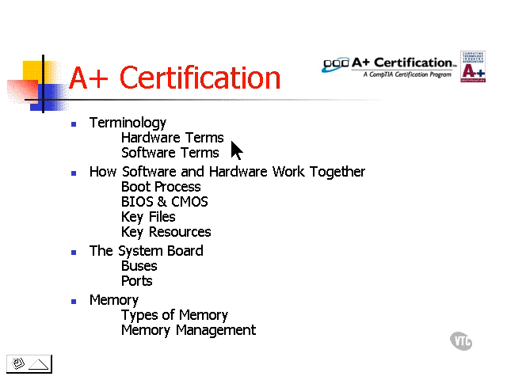Then we'll discuss how software and hardware work together, beginning with the boot process, which is where the software and the hardware actually meet each other. We'll look at players like BIOS and CMOS. These are extremely important elements because they hold data that can start a computer even without an operating system. Speaking of operating systems, we'll look at the key files that are required to start and to run each of the most common operating systems, and key resources that are required for every device that's installed in a computer or attached to a computer.